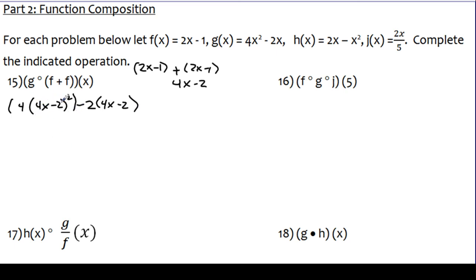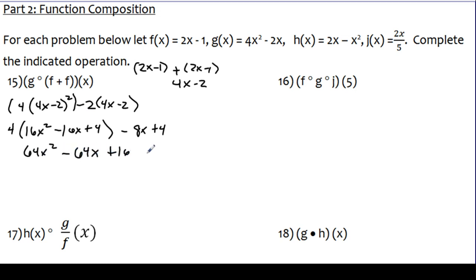Okay, and I need to square 4x minus 2, which again, I'll let you do the foiling if you want to see it happen. And it's going to look like 16x squared minus 16x, okay, plus 4. And that is the 4x minus 2 squared. And then I'm going to distribute the negative 2 into both of these. That's going to look like minus 8x plus 4. Okay, I can do distributing of the 4. That's 64x squared minus 64x plus 16, and then I have these last two expressions that can come along.